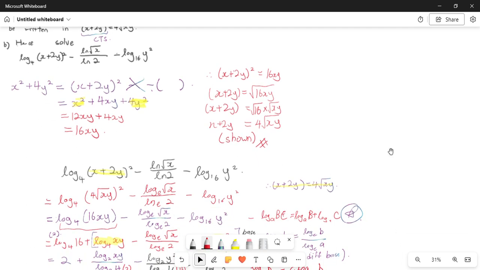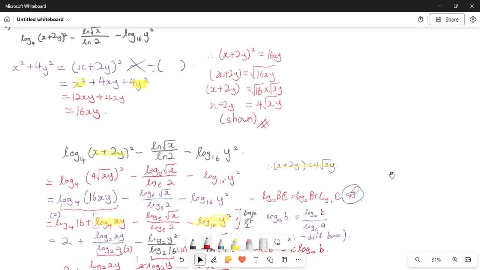So this is a Singapore question, by the way, so if you don't understand, it's fine. If you don't really know how to approach, it's fine, because Singapore questions are meant to be harder.